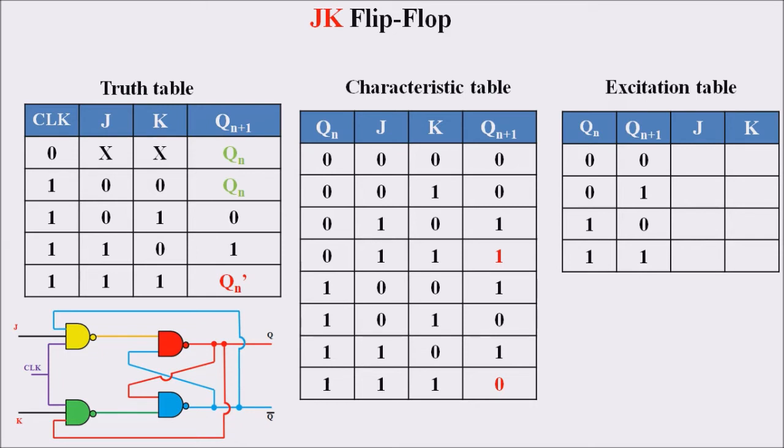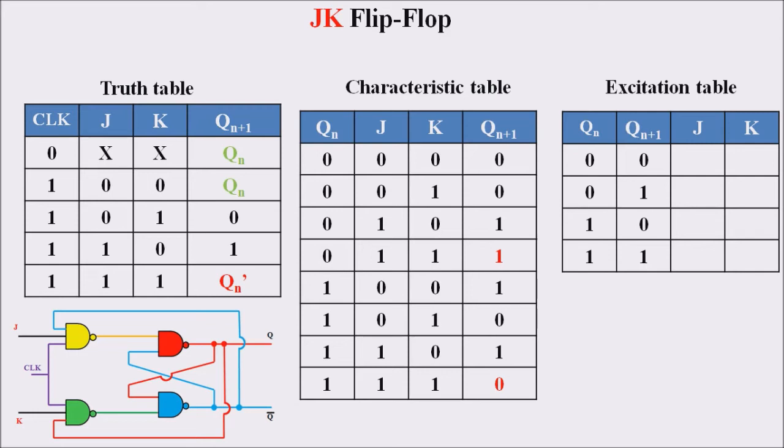here we are dealing with a JK flip-flop, thus the output of JK flip-flop's excitation table will be J and K, and the input will be the present state and the previous state. Thus, the inputs are Qn and Qn plus 1, so the different combinations are 0, 0, 0, 1, 1, 0 and 1, 1, and this excitation table is formed with the help of a characteristic table.